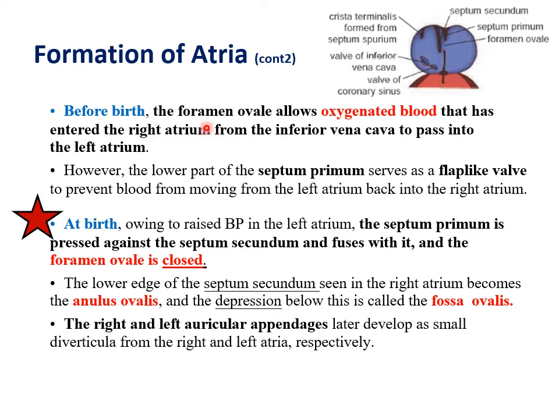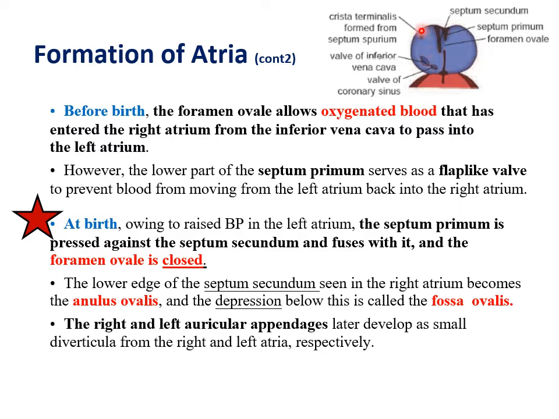So before birth, this is the septum secundum. Let us come again. This is the septum secundum, and this is the septum primum in here, and here is the foramen ovale, which is still found in here. Before birth, this is the right side, the right atrium. There will be the inferior vena cava opening and the opening for the coronary sinus, as the venous drainage to the heart goes to the right atrium in here.